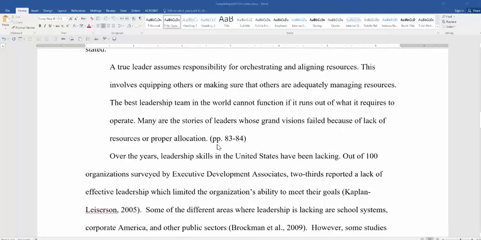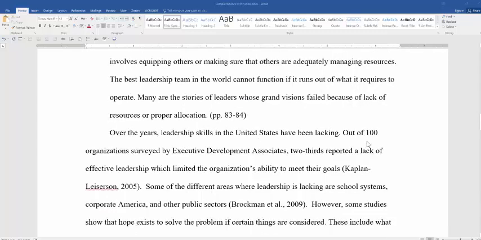The next paragraph, we have some numbers. So they were talking about out of 100 organizations. When you're talking about numbers, for the most part, when you have values that are below 10, basically single digits, you spell them out as words. 10 and above, you use numerals. There are some exceptions to that. The APA manual talks about it. Also, some other resources talk about it.